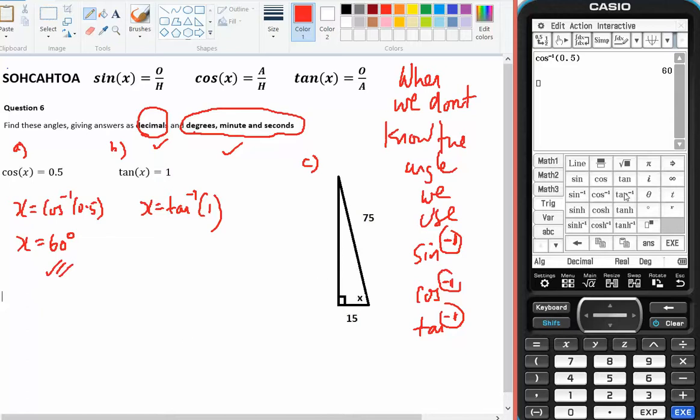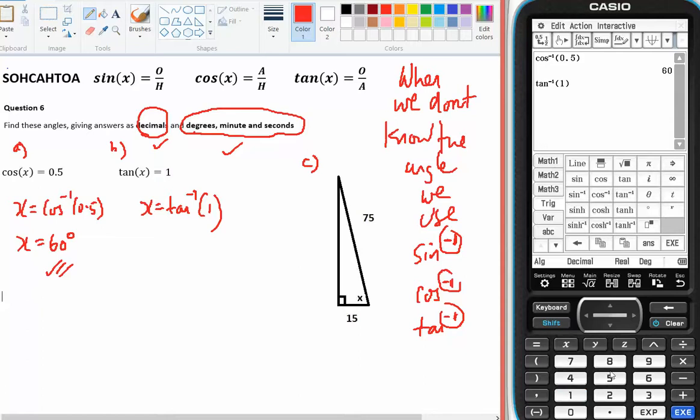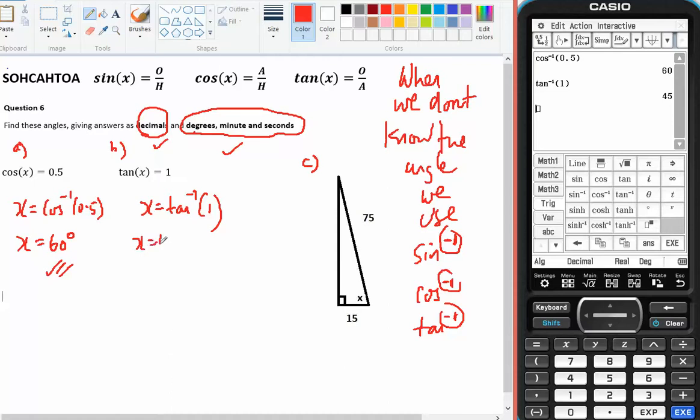Part B, the inverse tangent of 1. Close bracket, press execute, and that gave 45. So X equals 45 degrees.